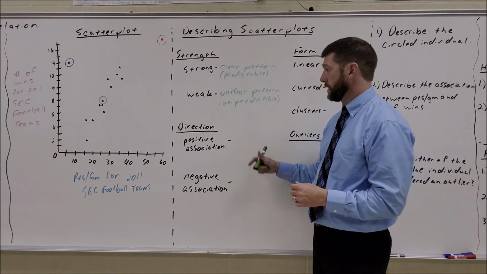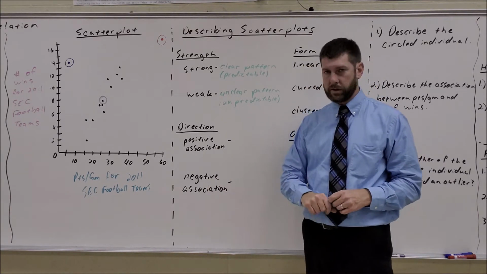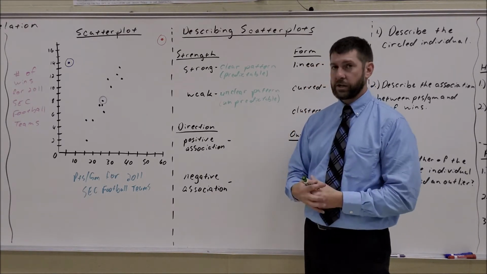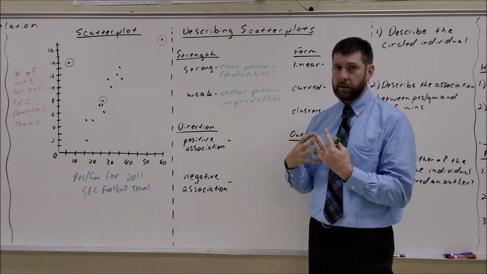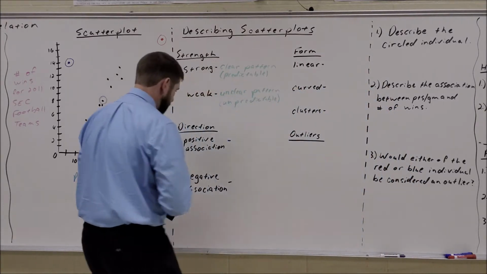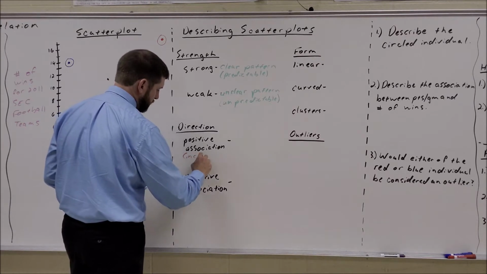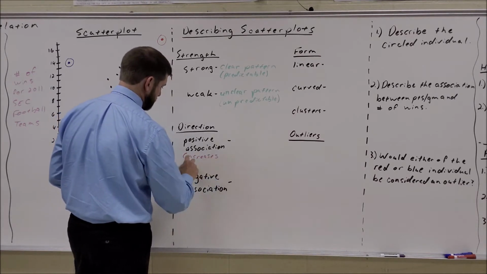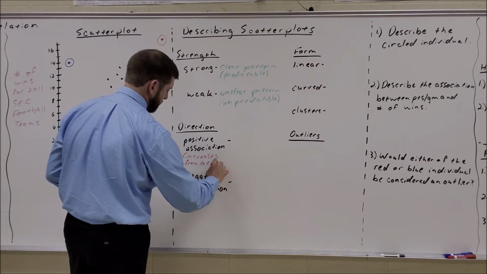Next thing I want to talk about is the type of association that we get, positive association or negative association. So this is the direction that we're looking at. So a positive association, if we're looking at it graphically, increases from left to right. That's pretty straightforward. Okay? So positive association on the graph increases from left to right.